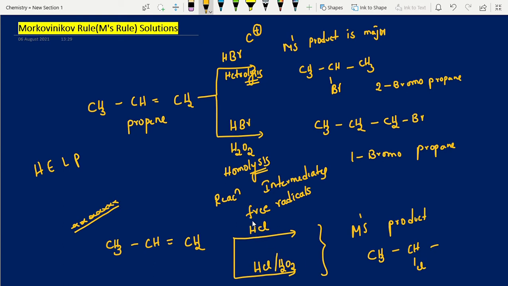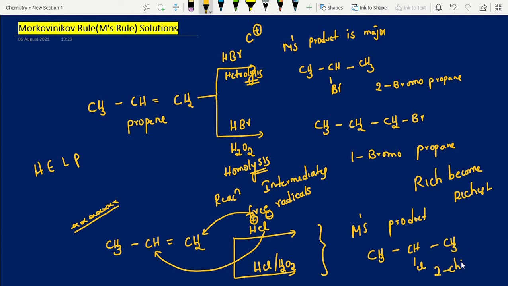How easily can we write the Markovnikov product? In the previous video we discussed it, no? What is that? Rich become richest. Yes, hydrogen. That's all, this is the simple way. For the Markovnikov product, always remember the shortcut I gave you: rich become richest. In terms of hydrogen, this carbon is rich, so the other hydrogen also adds there. Finally your answer is this one. What is this answer? 2-chloropropane. Right? Now, go to the third one.